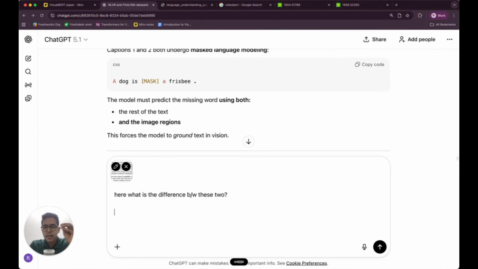Here in the task agnostic pre-training, we have 2 captions and we have images. And in task specific pre-training, we have 1 caption and the image. But that image caption pair is from a new dataset. Is this the main difference?